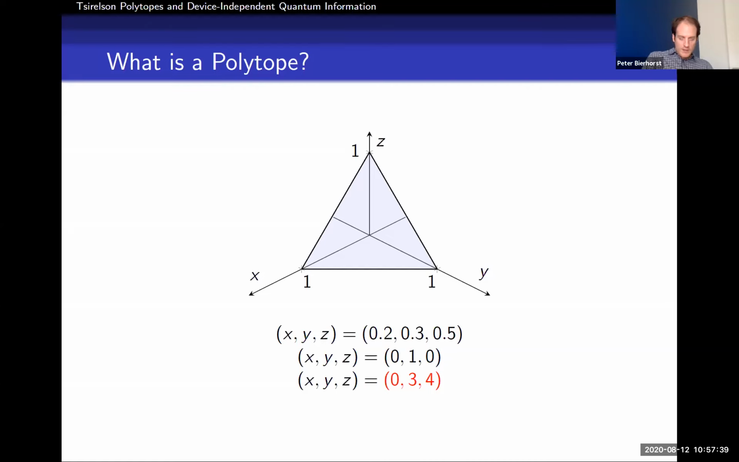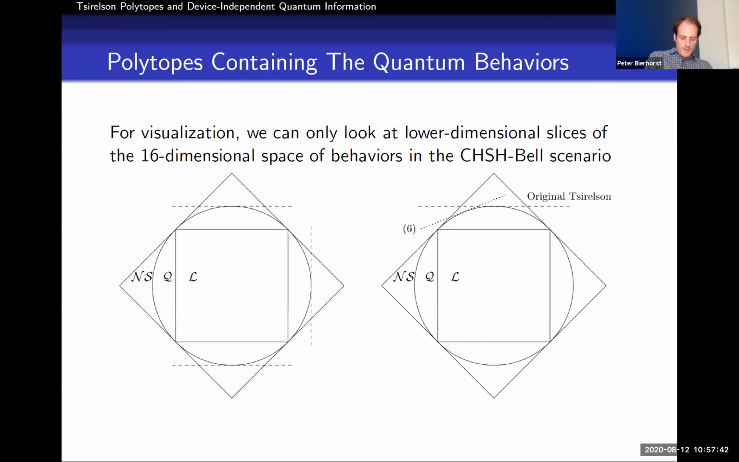So now we're going to go back to our R16 mindset. I showed you something in R3, but you remember the behavior I showed you at the beginning of the slide had 16 different entries. So now we're dealing with a 16-dimensional space of probability distributions. And we can only look at lower dimensional slices of this 16-dimensional space of behaviors.